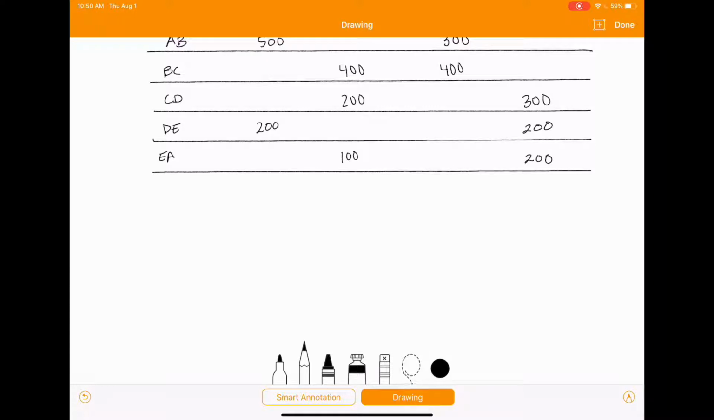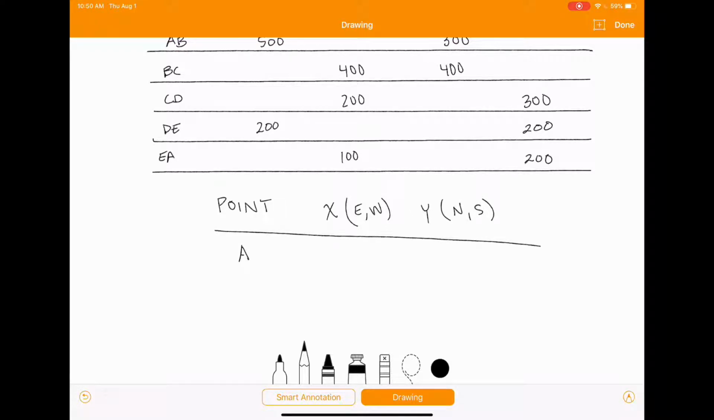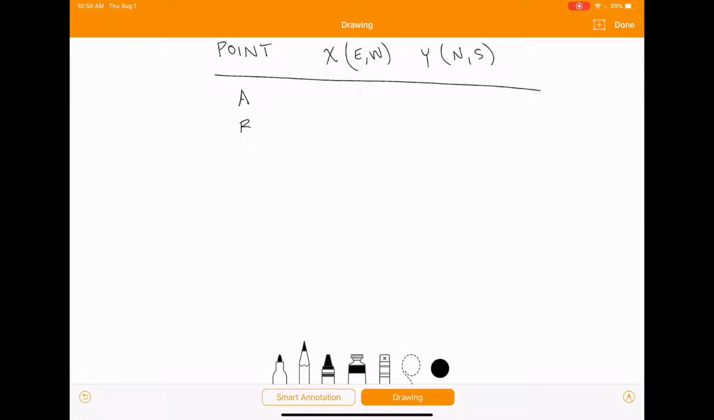So we're going to go ahead and say point, X and Y. And if you remember, X is going to be your east, west values, and Y is going to be your north, south values. So again, just list our points out, A, B, C, D, E, and then we're going to go back to A to complete our full traverse.